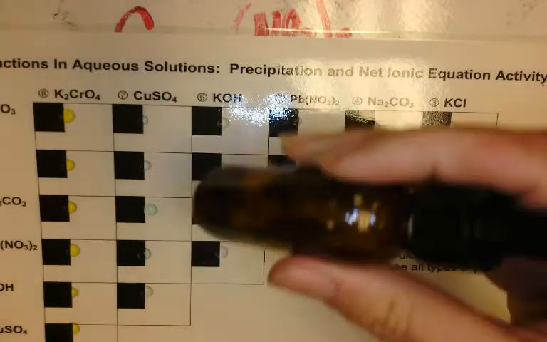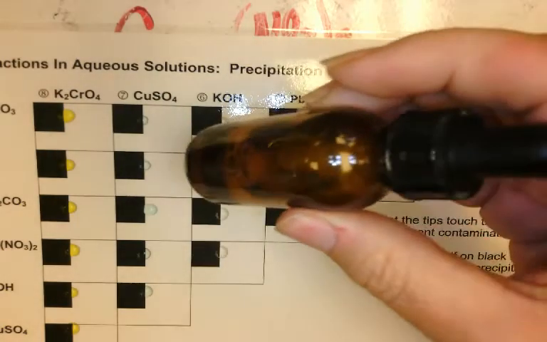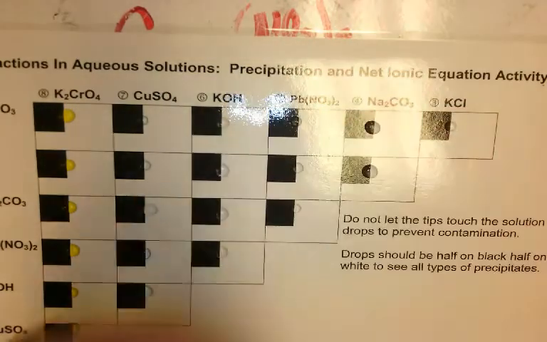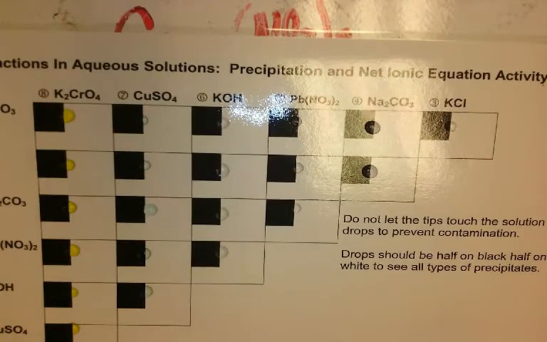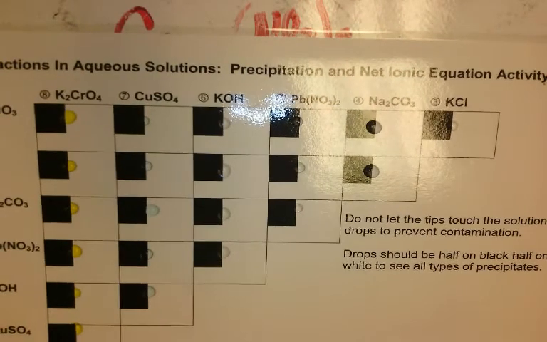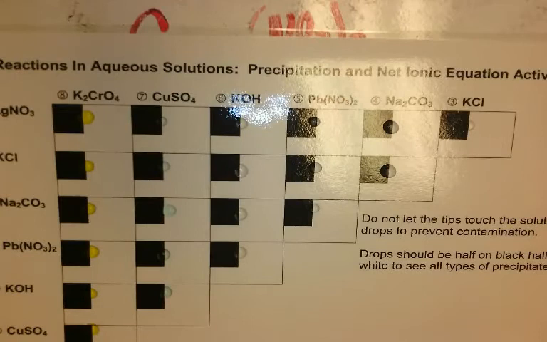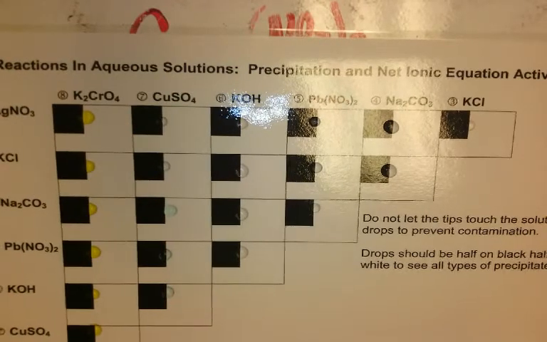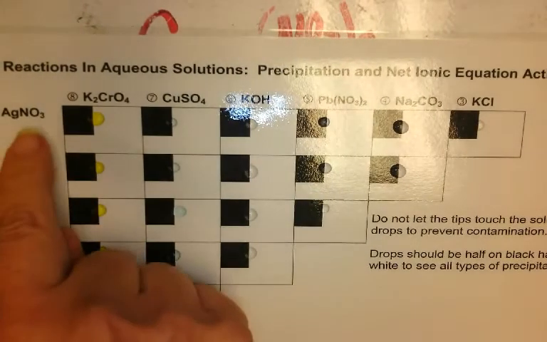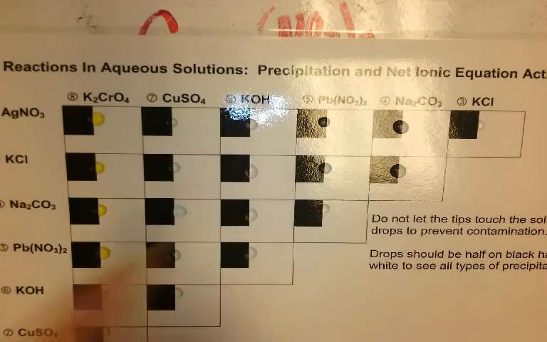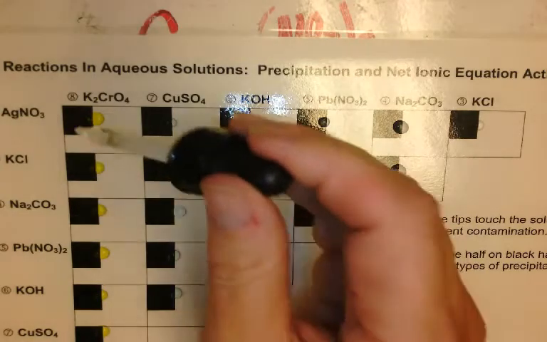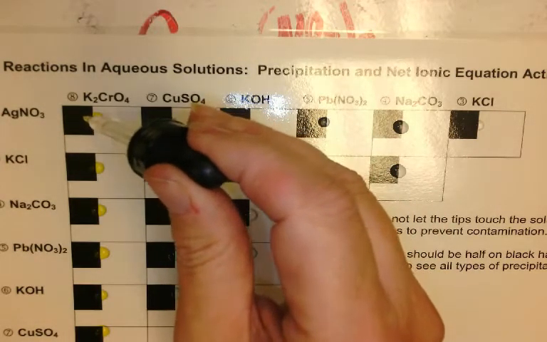Silver nitrate is stored in this brown bottle because it will degrade with light. And now it feels like you're in school, right? If you notice, my silver nitrate is here. So I'm going to put silver nitrate on all these solutions that I've already put a dot on, and we'll see if there's a precipitate or not.